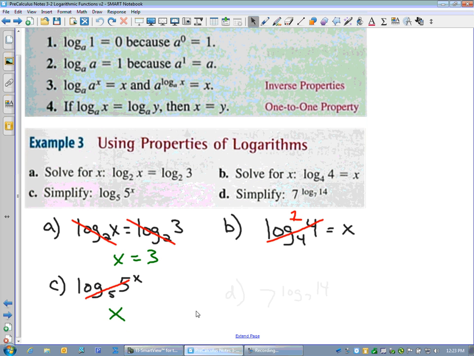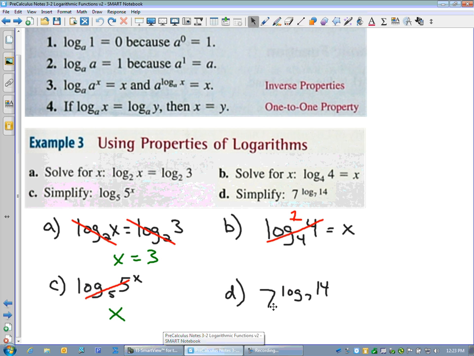And then finally for D, we're going to simplify 7 to the log base 7 of 14. Again, since this number and this number are the same, these two can cancel out. That's only when they're the same, by the way. And when those cancel out, they go away, and all you're left with is the 14.